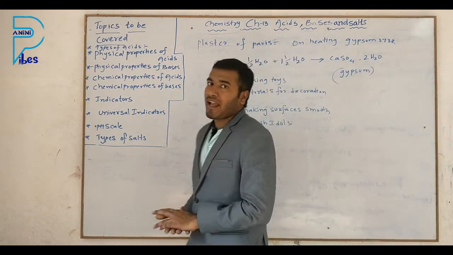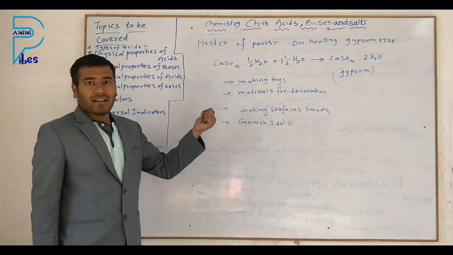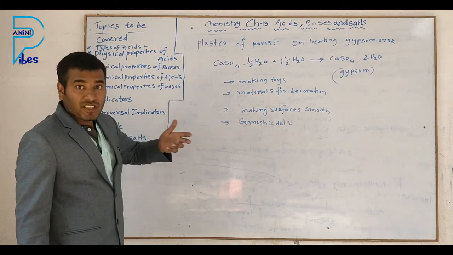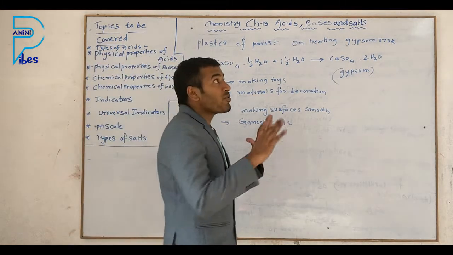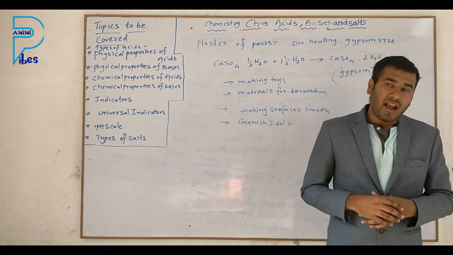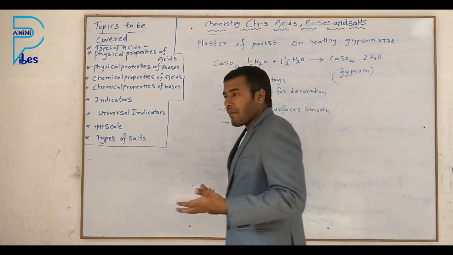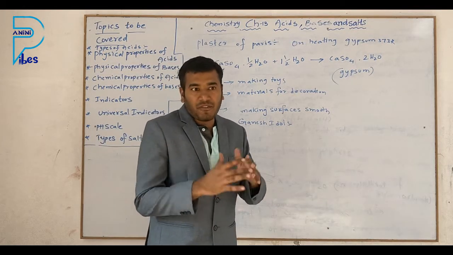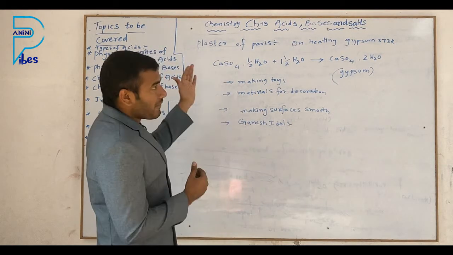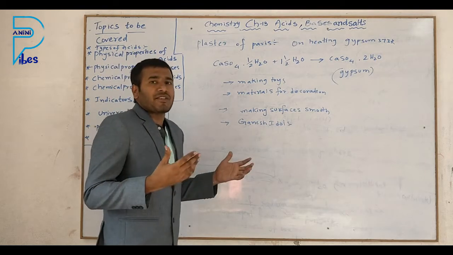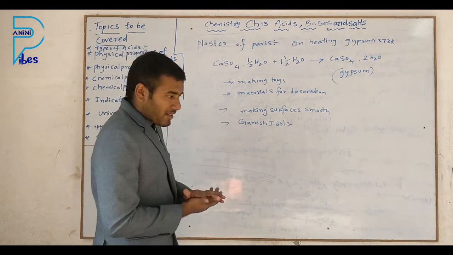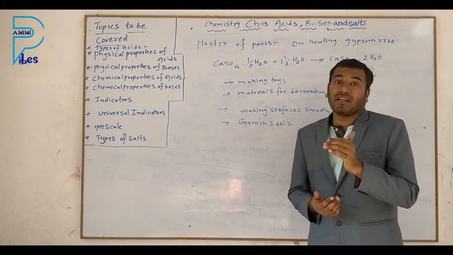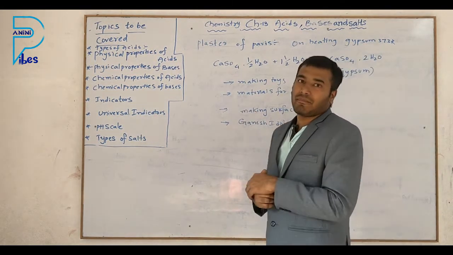With the help of this plaster of Paris, we are making toys, we are preparing Ganesh idols, we are preparing materials for decoration, and a smooth surface we are making. And with the help of plaster of Paris, we are also setting fractured bones. That fractured bones layer also we are covering with plaster of Paris. These are the main uses, so many uses we have with plaster of Paris. This plaster of Paris is also one of the salts in this acids and bases lesson.